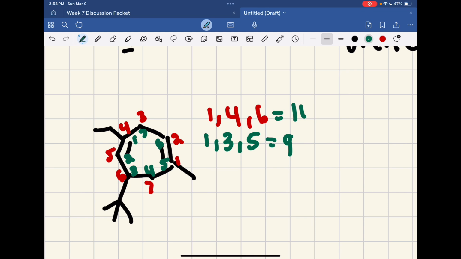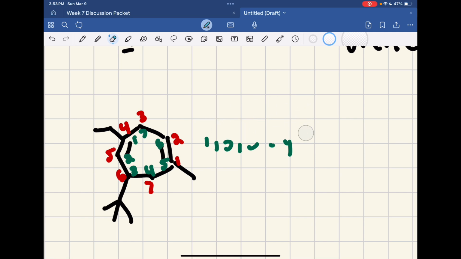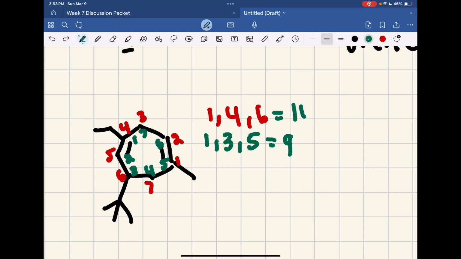Okay, so let me erase all this. Oh, actually, one more thing to consider here. Let me just bring those numbers back here. Okay, so first we wanted to see where our substituents were. So we have 1, 4, and 6 for the red, and then 1, 3, and 5 for the green. But then we also want to see the numbers of our double bond. So it looks like our double bond is at 1 and 4 versus 1 and 5.